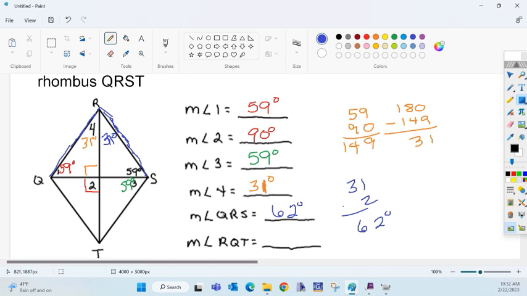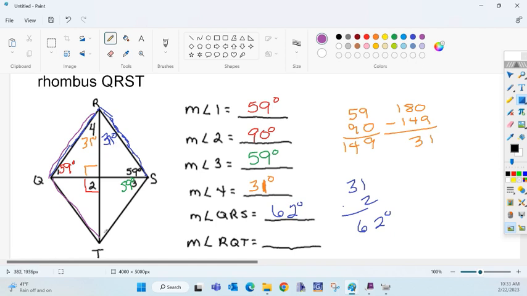Okay, and then RQT. Okay, so since you had that comment, tell us how to solve that. QRT, RQT, it's very similar. So what you want to do is what we just did. What we did is we noticed that in this corner, since this was 31, this one would also be 31, so you'd add them to get this angle.